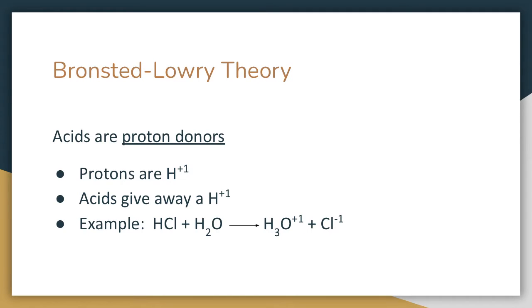The Bronsted-Lowry theory is first going to talk about acids, and it says that acids are proton donors. If you remember, protons are positive, so if something is a proton donor, it needs to give away something that is positive. A good way of thinking about this is protons are H+, or hydrogen ions, so acids must be giving away an H+.